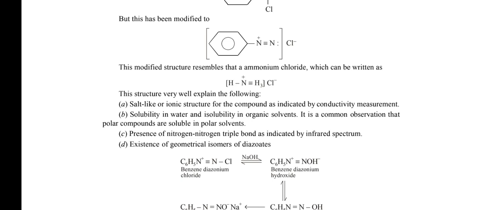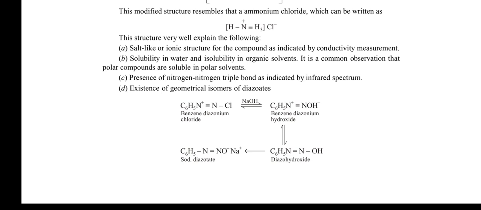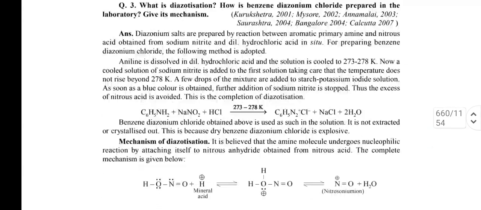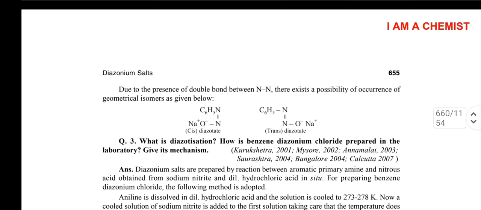C6H5N+≡NCl-, in presence of NaOH, changes into C6H5N+≡N OH-, benzene diazonium hydroxide, then sodium benzene diazoate, C6H5N=NO-Na+. Due to the presence of a double bond between nitrogen and nitrogen, there exists a possibility of occurrence of geometrical isomers as given below.